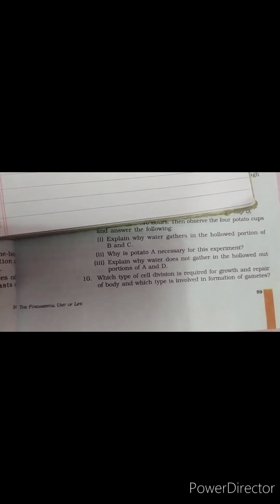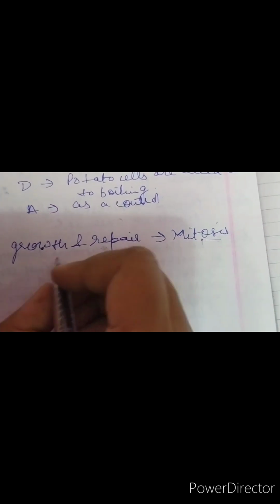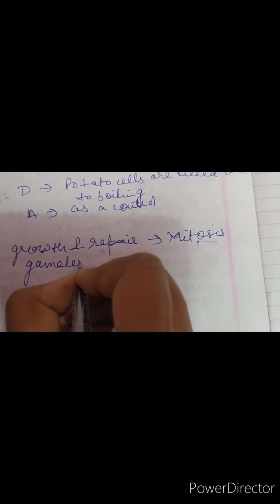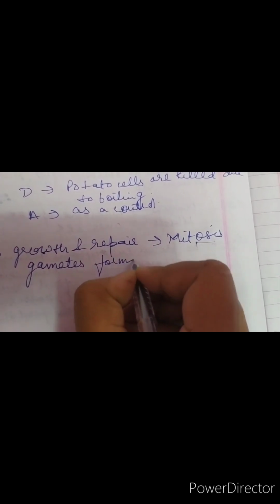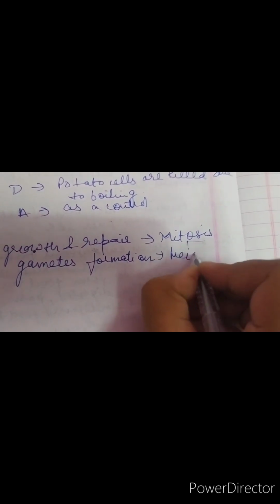Which type of cell division takes place for growth and repair of the body? That is mitosis, and for the formation of gametes meiosis takes place. So for growth and repair the division that takes place is mitosis, and for the formation of gametes the meiosis division takes place.